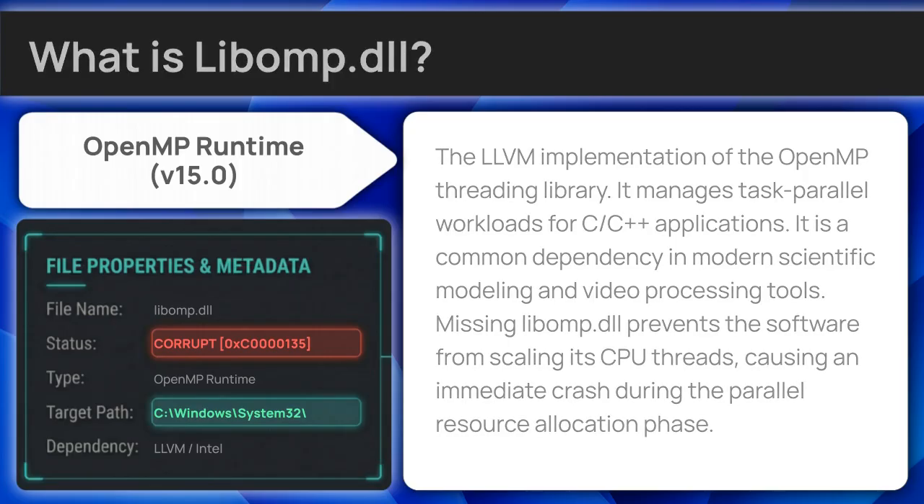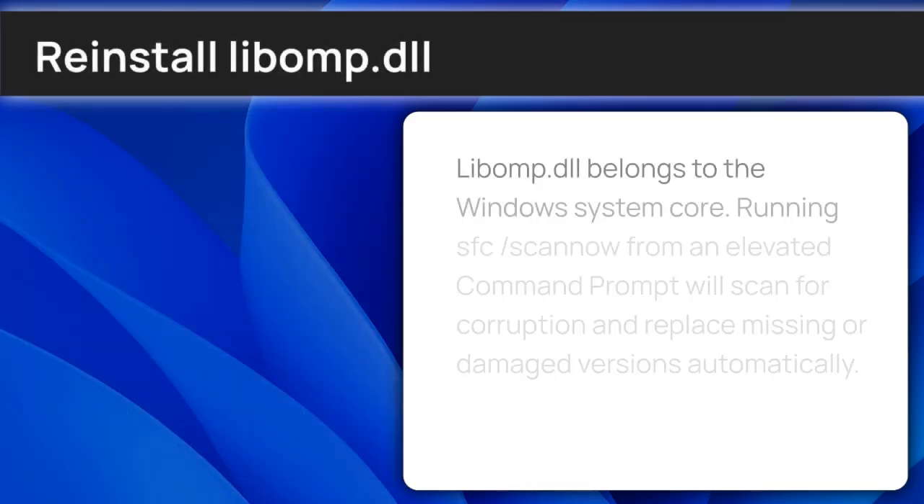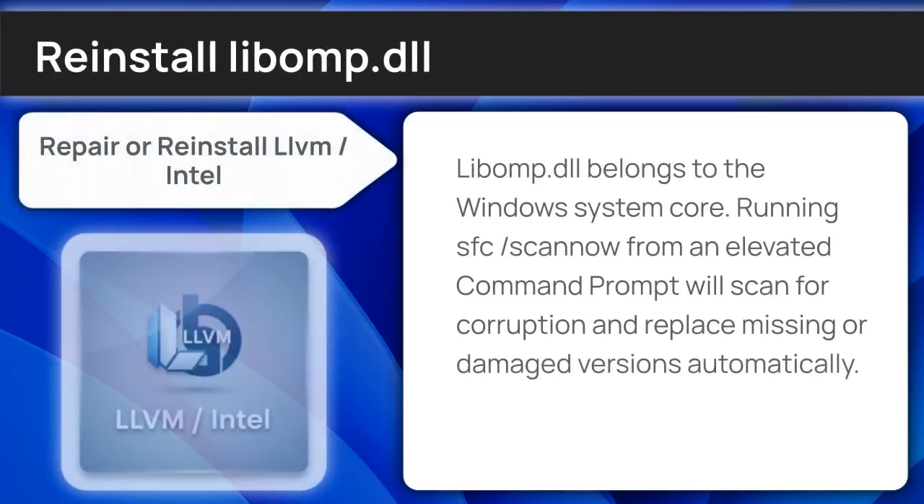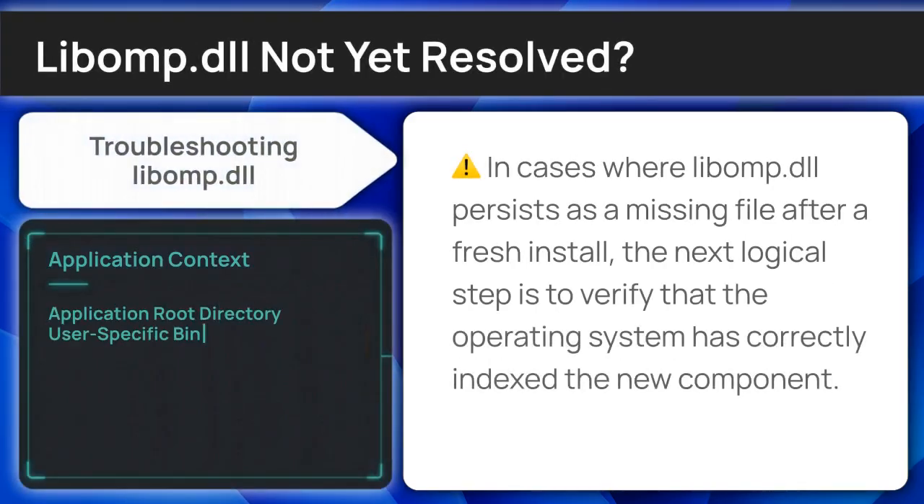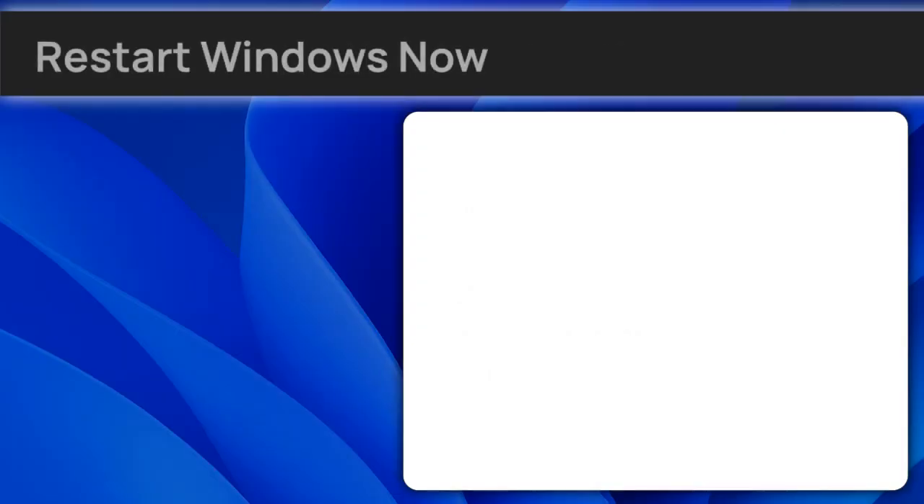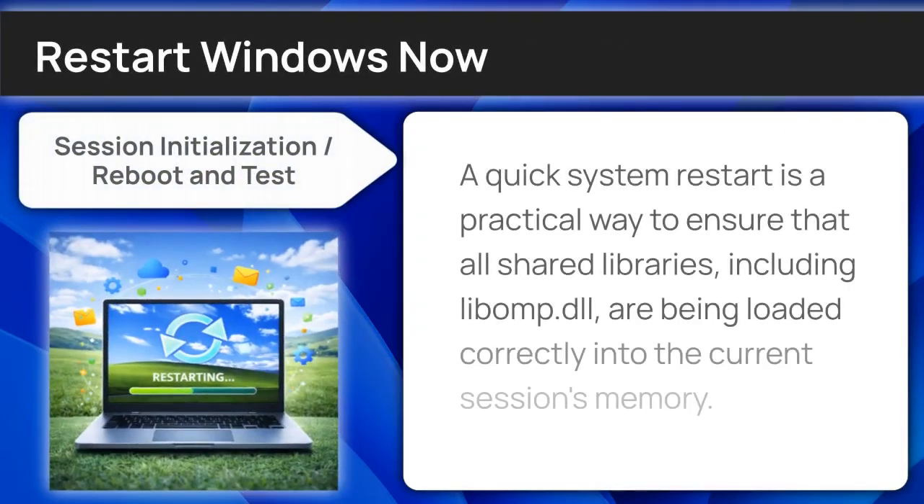Now let's look at replacing it. Libomp belongs to the Windows system core. Running sfc /scannow from an elevated command prompt will scan for corruption and replace missing or damaged versions automatically. If the setup package didn't provide a resolution, we need to look under the hood at how your system handles current session configurations. A quick system restart is a practical way to ensure that all shared libraries, including Libomp Parallel Library, are being loaded correctly into the current session's memory.